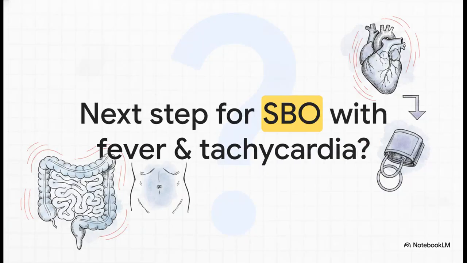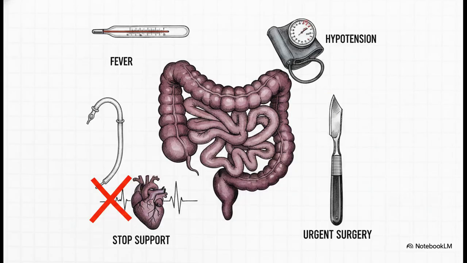Here's another high-yield scenario. You've got a patient with colicky abdominal pain, a totally distended and tympanic abdomen, and an X-ray showing dilated loops of bowel with air fluid levels. It's obviously a small bowel obstruction, but what is your very first move when this patient suddenly spikes a fever, their blood pressure tanks, and their heart rate skyrockets? Those vitals are massive red flags.